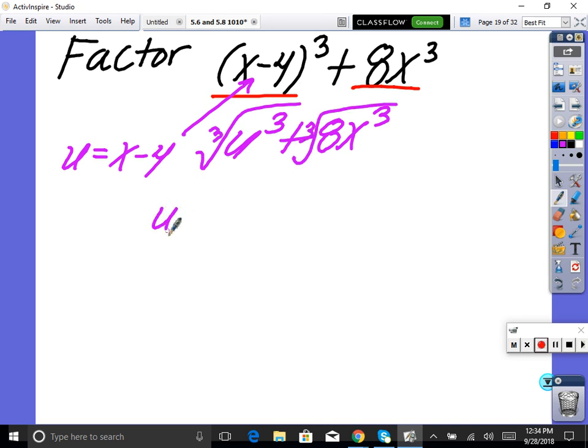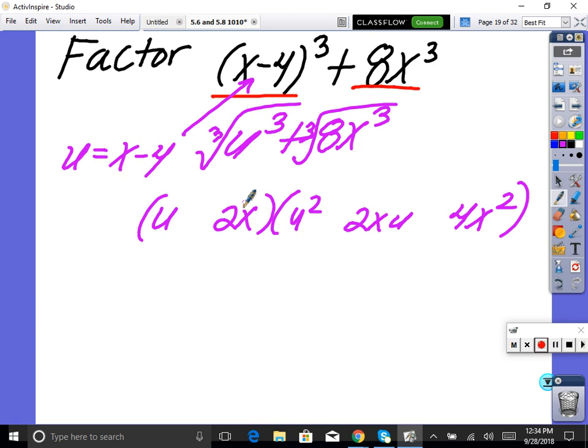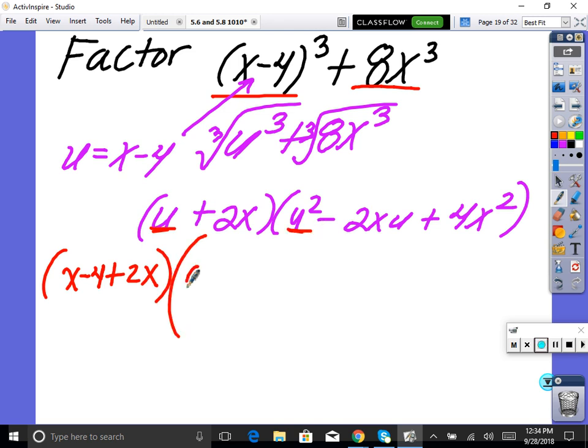We get a u, we get 2x. Front times the front times the back, 2xu. Back times the back would be 4x squared. This sign and this sign are the same, the next sign's the opposite, the final sign's always plus. But then we have to put back in our u-substitution. So we have x minus 4 for that, plus 2x, and then we have parentheses right here, x minus 4 squared minus 2x times x minus 4 plus 4x squared.